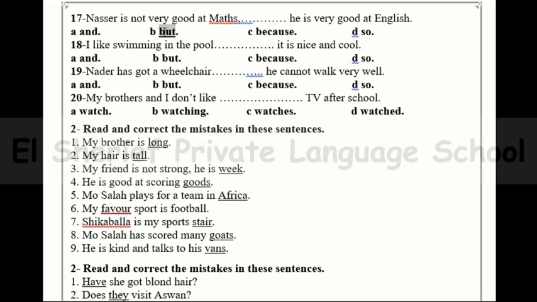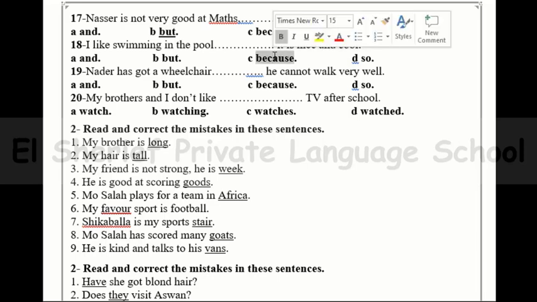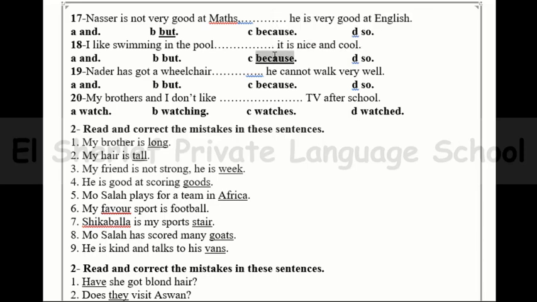I like swimming in the pool. It is nice and cool. So I'm going to say yes, I like swimming in the pool because it's nice and cool. It's kind of like poetry. Now number 19: Nadir has got a wheelchair. He cannot walk very well. So, yes, I'm going to take again because.